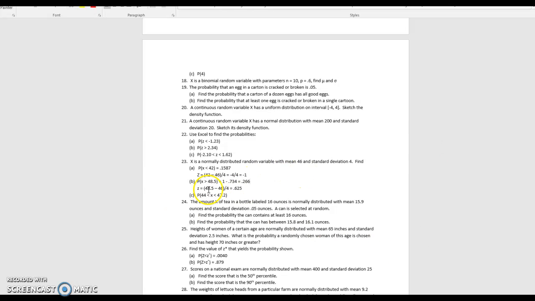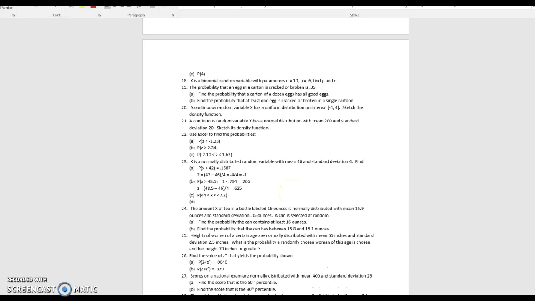All right, now, for C, just like we did up here for this one, we're going to have to look up both values, but first we need to standardize them. So we're going to have to do our z-score twice. So we're going to do 44 minus the mean of 46 divided by 4. And we'll see what that answer is. And then over here, I'll just take it a little further here. We're going to do our 47.2 minus our 46 and divide by 4.